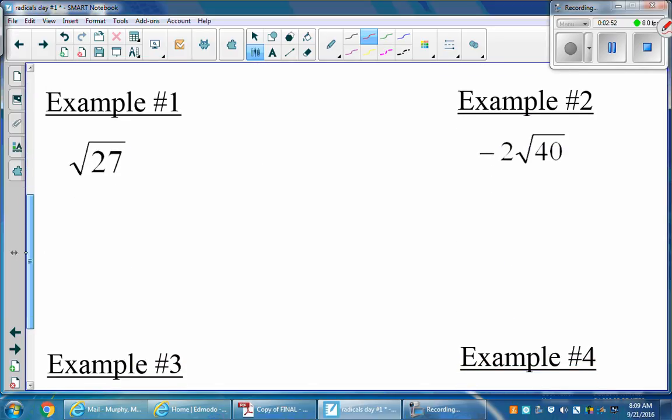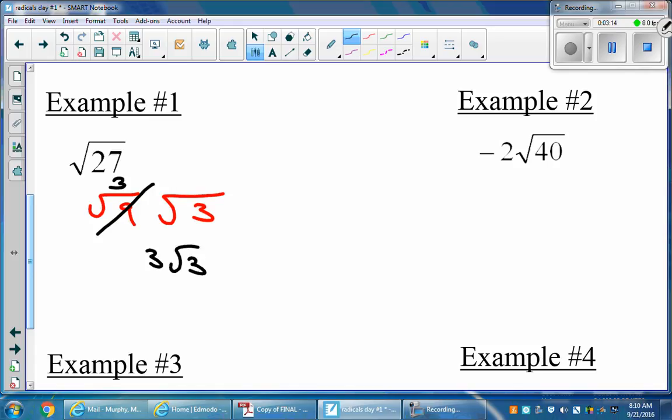Our first example of simplifying a square root is the square root of 27. What I'm going to do for starters is make 2 empty square root symbols. I'm then going to think to myself, what is the largest perfect square that goes evenly into 27? And that's going to be 9. 9 times 3 gives me 27, so I'm now going to take the perfect square that I have on the left-hand side, and I'm going to cross it out and write its square root above. My answer in this case is going to be 3 square roots of 3.